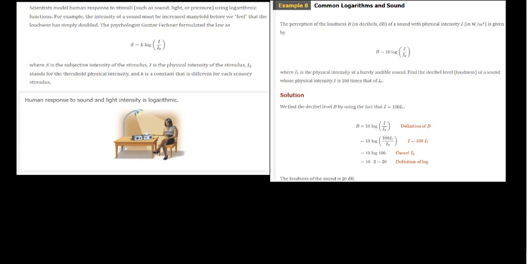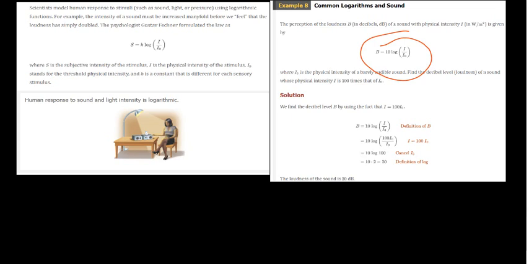Let's actually look at the example now. The example reads, the perception of the loudness B in decibels of a sound with physical intensity I in W. Whatever. Is given by, and of course this is our equation. Okay, so let's examine this equation. The thought process is we have B is equal to 10 log of I over I naught.